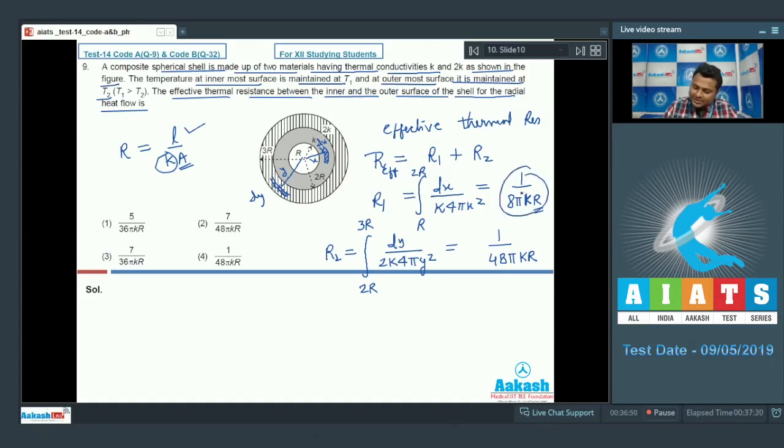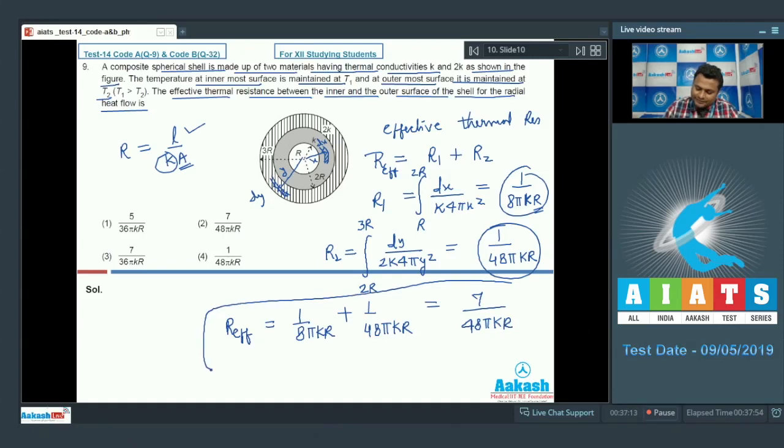So now we have to add these two values, and we can get the total effective resistance R effective, that is 1 by 8 pi kr plus 1 by 48 pi kr. Putting the values, we will get 7 divided by 48 pi kr. So this is the total effective resistance of this structure. After looking at the options, we can say that option number 2 is absolutely correct. So we will move on with option number 2.